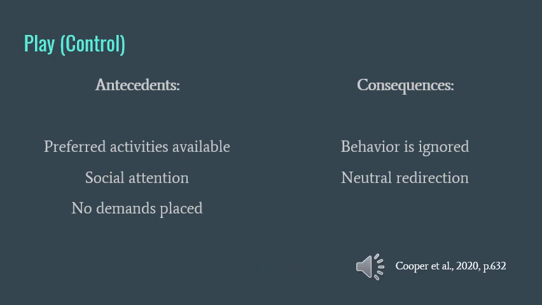The control condition, the antecedents would include having preferred activities continuously available, social attention from adults or whomever, consistently available, and there are no demands placed in this condition. Problem behavior shouldn't really occur, but if it does, the consequence is just to ignore the behavior or provide a neutral redirection.